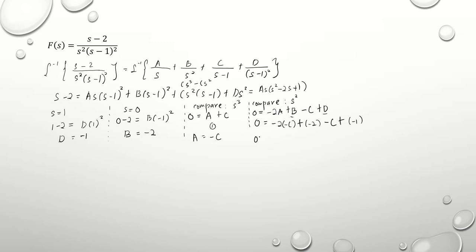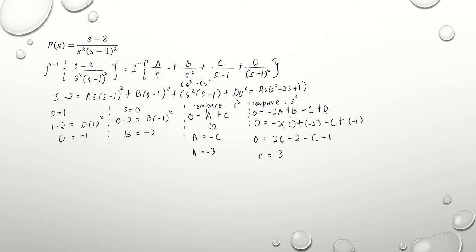So what we have here is 2C minus 2 minus C and minus 1. So C is 3. Am I right? C is 3. Next, find A. So when C is 3, A is negative 3.